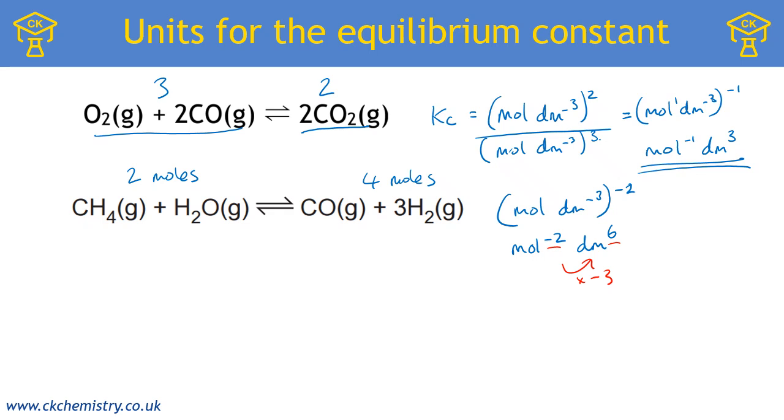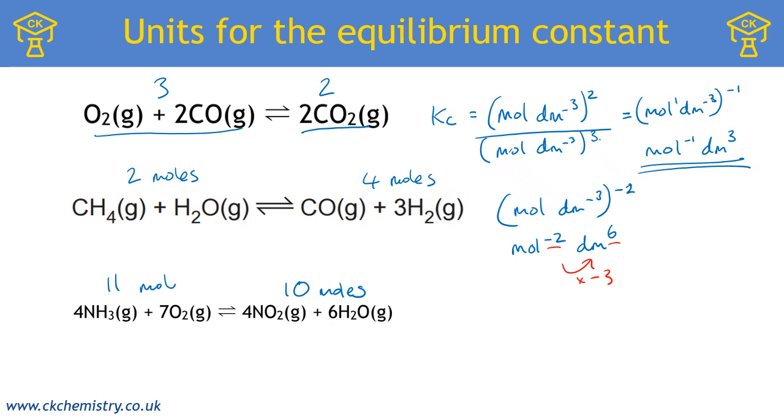You can't separate them. Last one looks ridiculous, but if we use this method, it's going to be a lot easier. So on the right hand side, I've got 10 moles in total, 4 of NO2, 6 of H2O. On the left hand side, I've got 11 moles in total, 4 and 7. So I'll just do 10 minus 11 is minus 1. So the units will be moles to the minus 1, dm to the 3. It's actually exactly the same as that one up there, just because there's 1 more mole on the left than there is compared to the right.